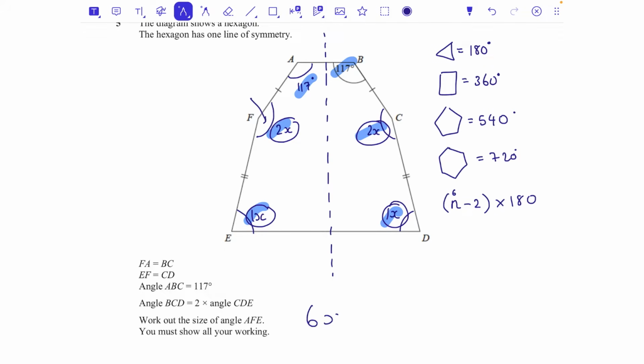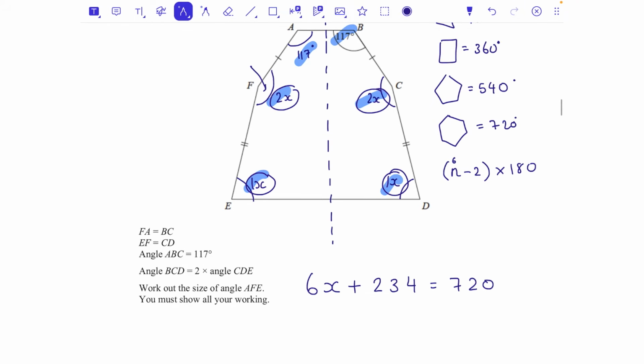So 6x, add, and then I've got 117, add another 117, which is 234. And we know that that needs to add up to 720. And I'm just going to solve this equation to work out what x is. So let's start by doing 720 take away 234. And that is 486. So I know that 6 lots of x needs to equal 486.